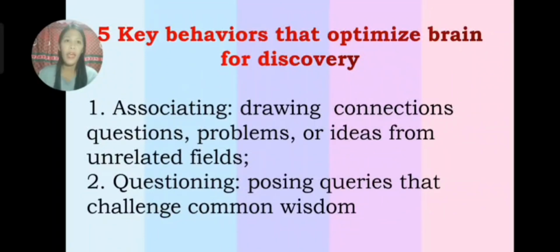So, the 5 key behaviors that optimize the brain for discovery. Your ability to generate innovative ideas is not merely a function of the mind, but also a function of 5 key behaviors that optimize your brain for discovery. First is associating. It includes drawing connections between questions, problems, or ideas from unrelated fields. Second, questioning involves posing queries that challenge common wisdom.